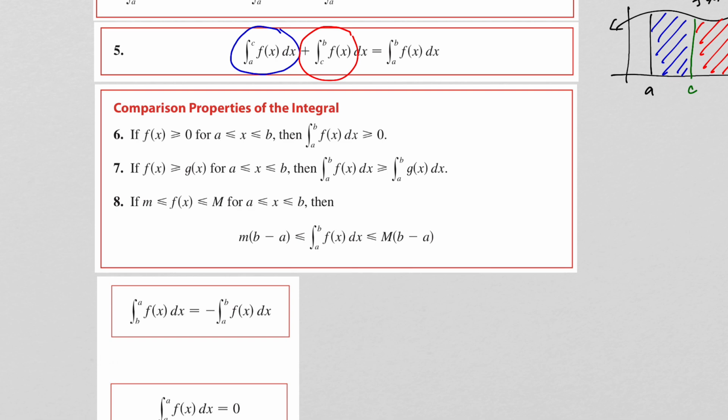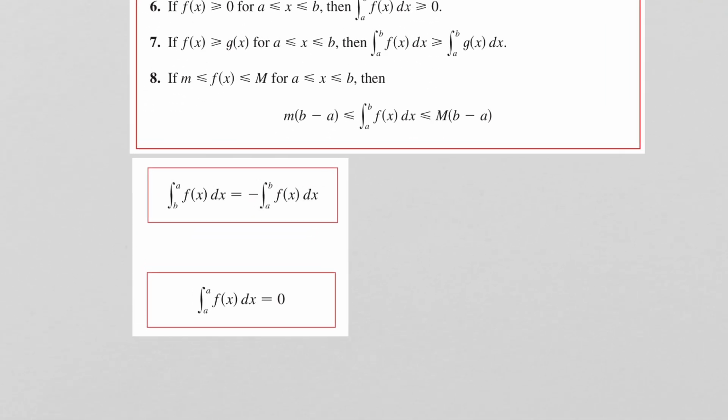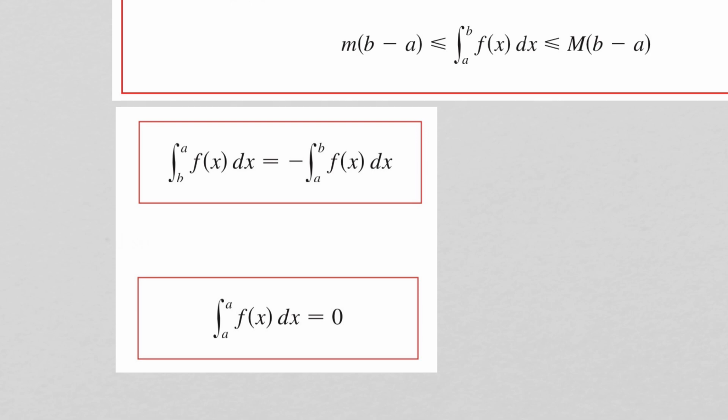And the last three properties here are comparison properties. If f is a positive function, then the definite integral of f must be a positive value. Yes, because if f is positive, it is above the x-axis, which means its area will be positive. If f is bigger than g, then the area under f will be bigger than the area under g. Yes. And this last property here I won't actually read to you, but this is a property that is sometimes useful for proving theorems. And then we have two more sort of footnote properties, but these are also very useful.